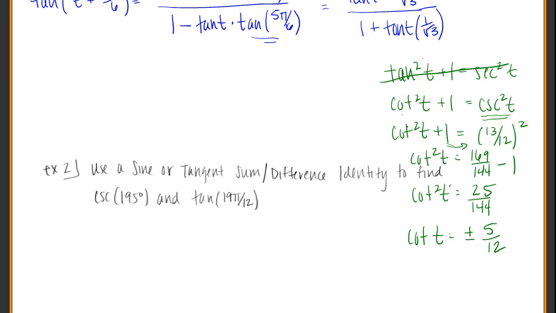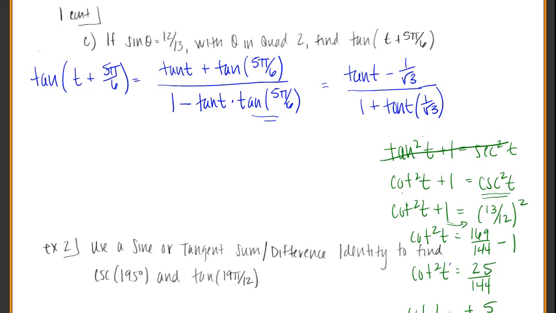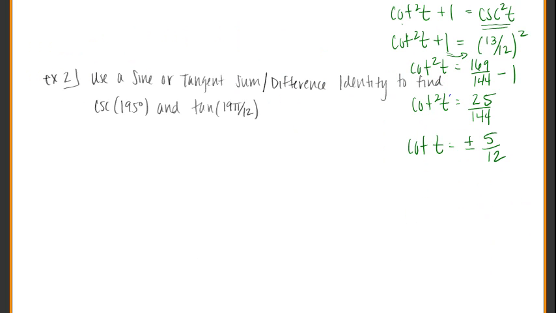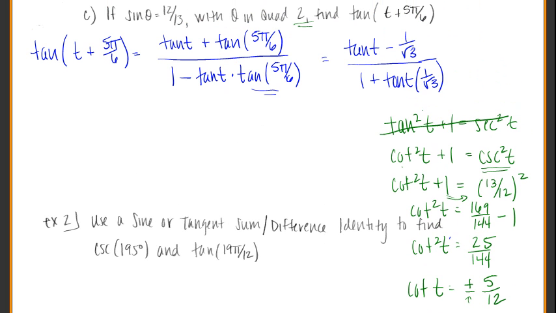Hopefully you all are going through these a lot faster and faster. Okay, in quadrant 2, cotangent is definitely negative. So cotangent of t is a negative 5/12. Therefore, tangent of t is a negative 12/5. So that's what we want right there, that tangent of t is a negative 12/5. So we have a negative 12/5 for that tangent, the very first one right there.